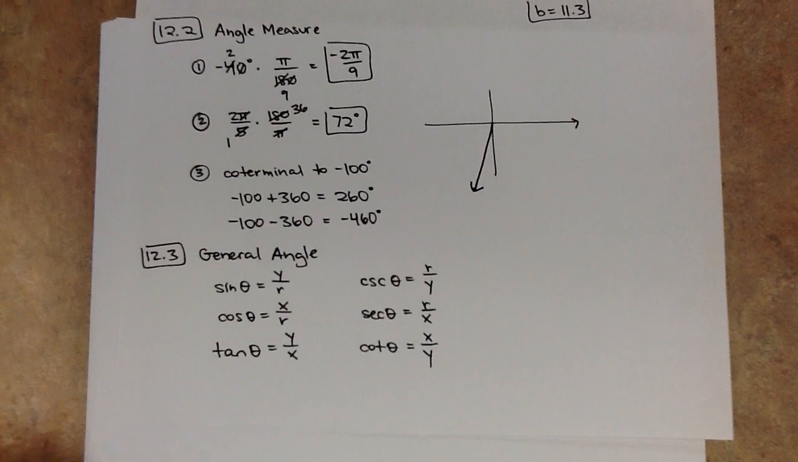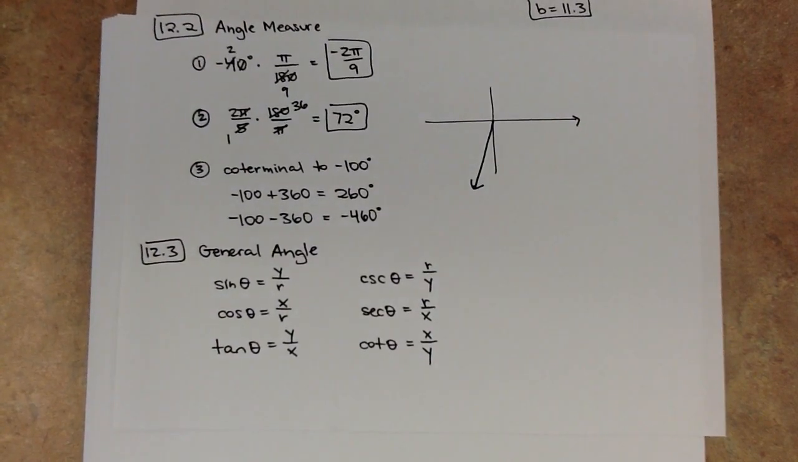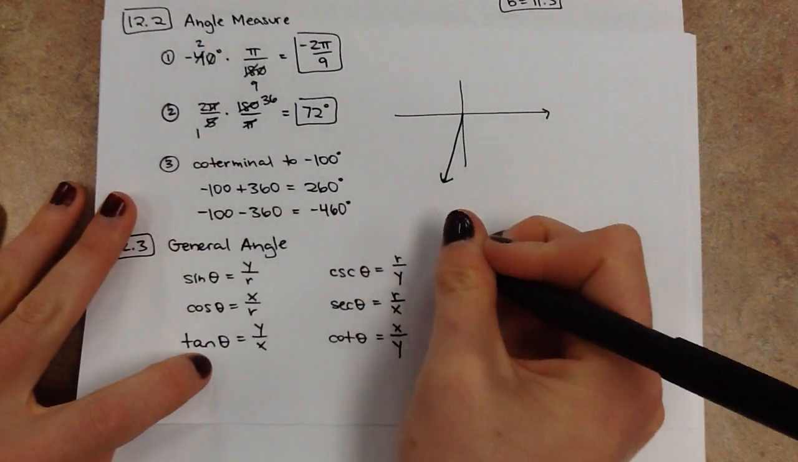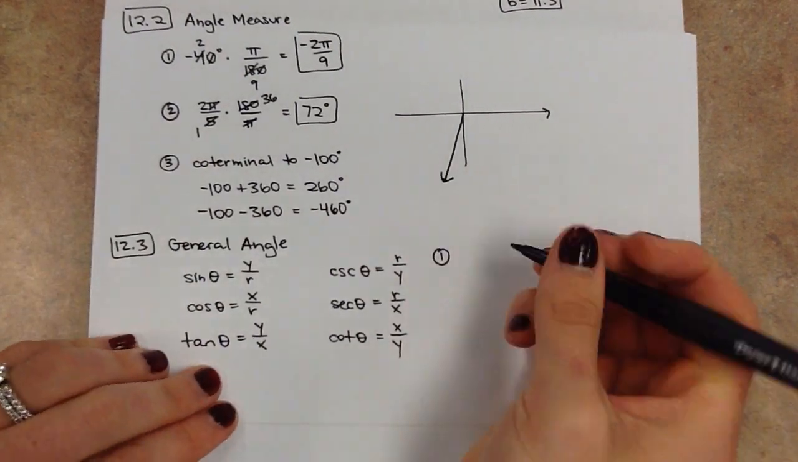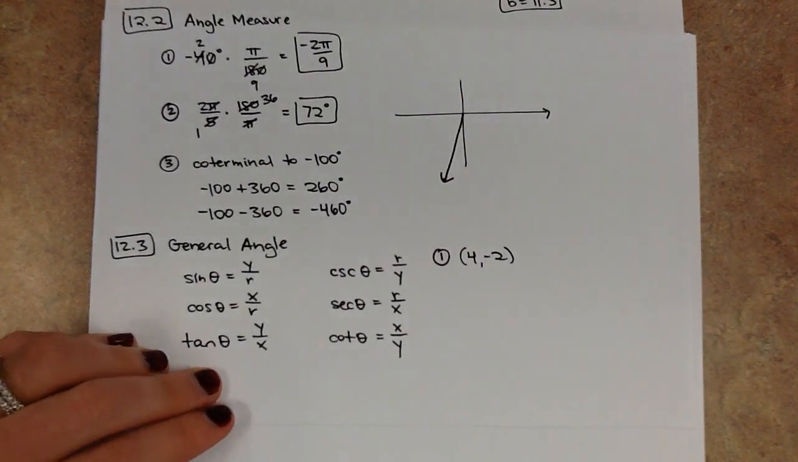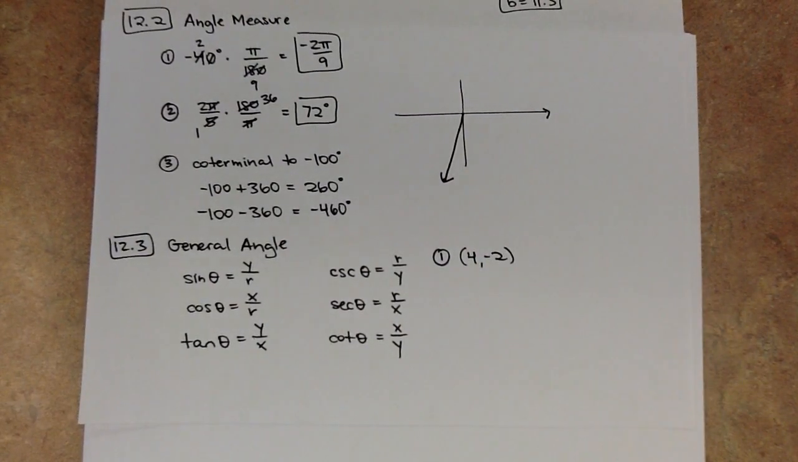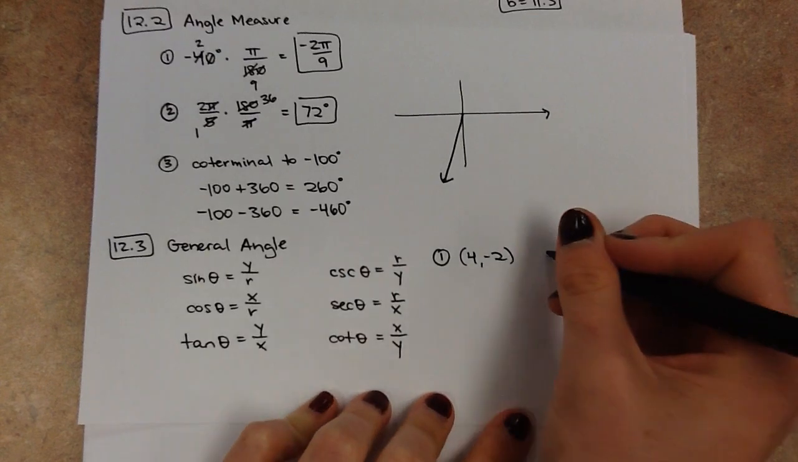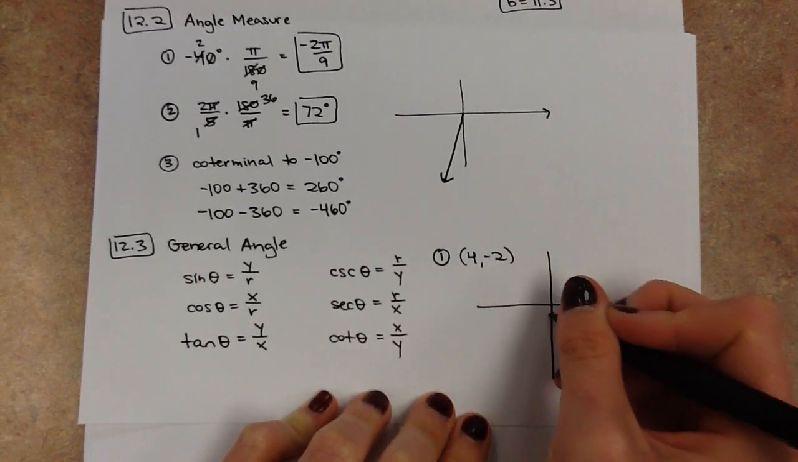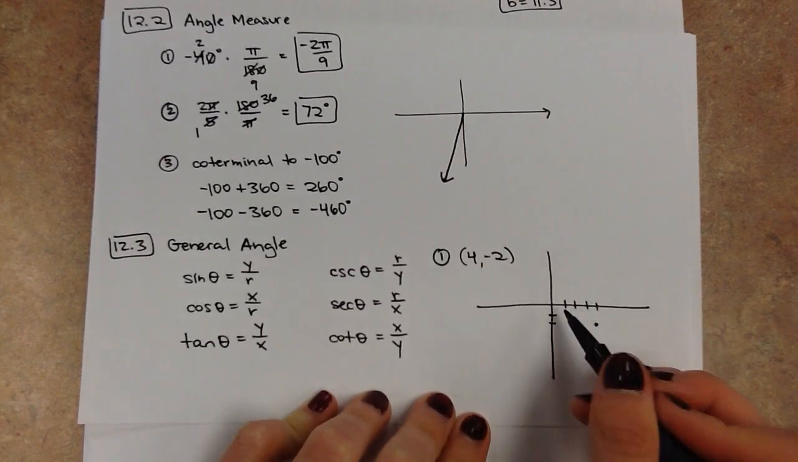Okay, so those are the new definitions that we used in 12.3. So we could give you a problem like this. Say I give you a point and tell you that that point is on the terminal side. Say we have the point (4, -2), and we say that's a point on the terminal side, and then you'll be asked to find the 6 trig functions. So you would plot that point: 1, 2, 3, 4, -2.